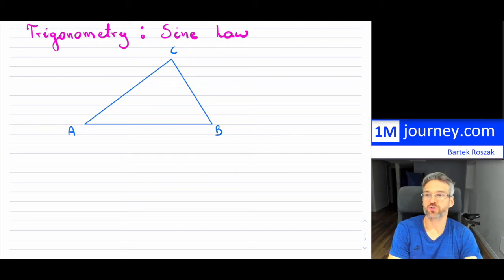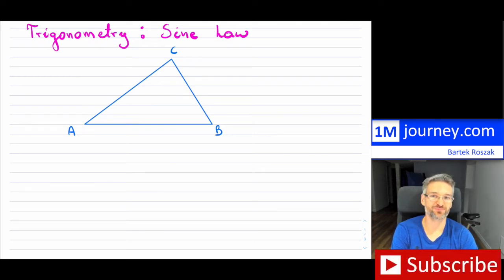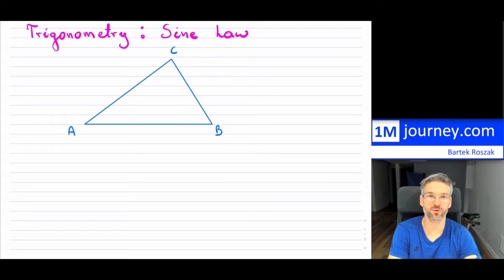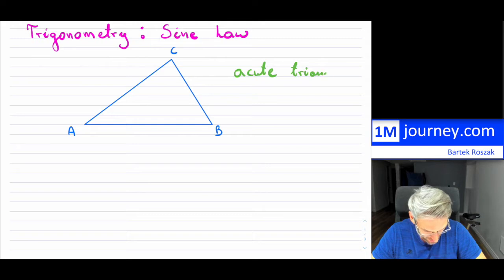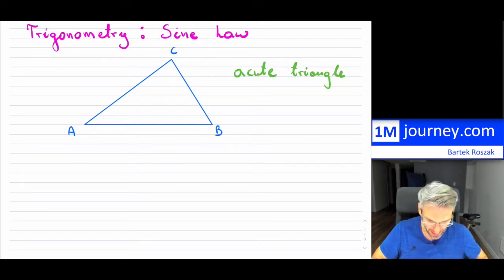All right, so trigonometry, the sine law. Now, when you studied sine, cosine, and tangent in grade 10, so this is the continuation, you pretty much always tried to do it for right angle triangles. But now, what if you don't have a right angle triangle and you just have an acute triangle? So let's assume now an acute triangle. That means all our angles are less than 90.